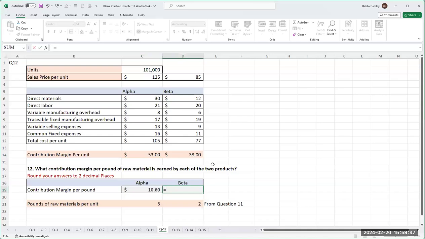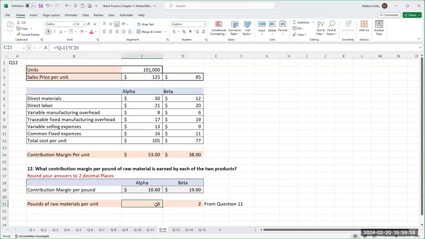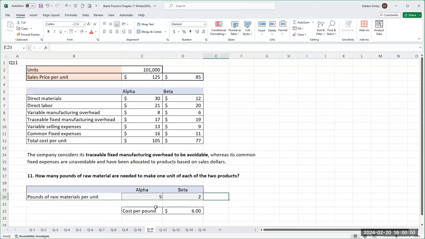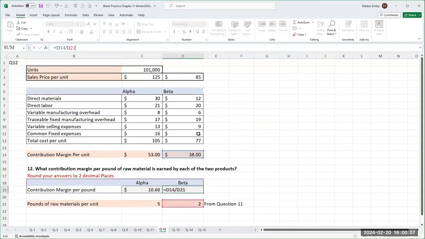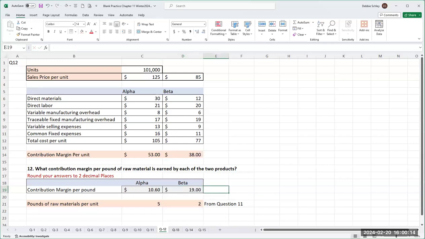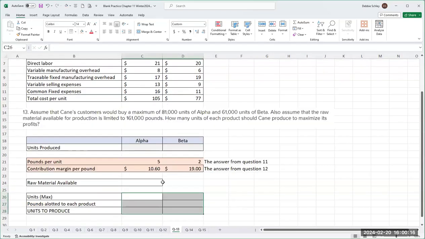And then beta, same thing, $38 contribution margin divided by 2 pounds, $19. Oh, I forgot to mention, those are the answers from question 11 that we just did. So that's where those two numbers came from. They were the answers to question 11. Okay. So again, the contribution margin divided by the number of pounds gives you the contribution margin per pound. So read the questions super carefully to find out exactly what they're asking for.